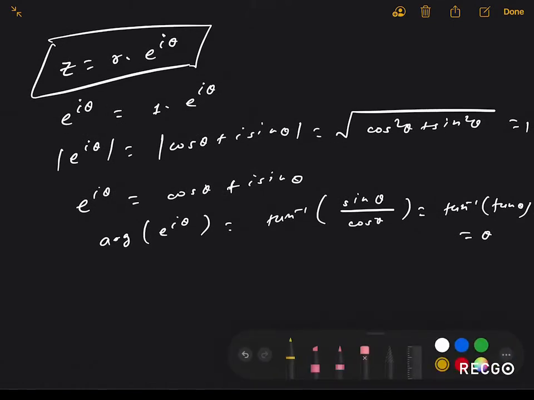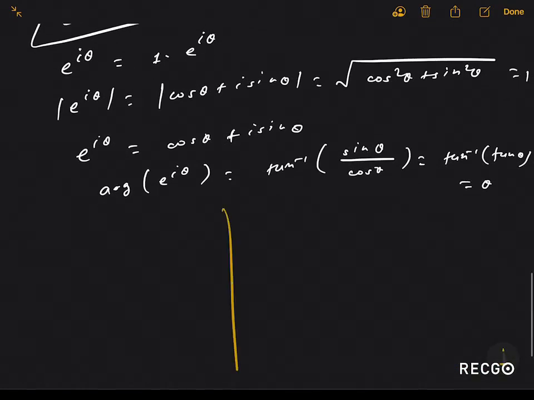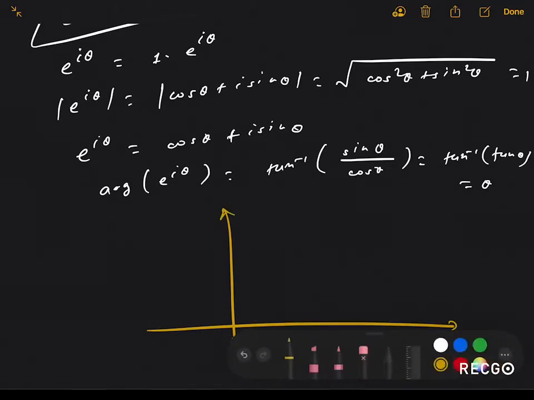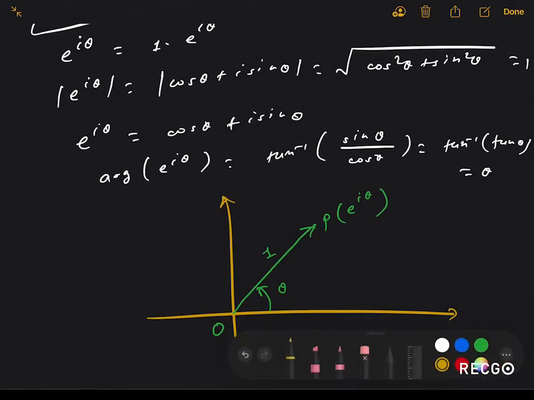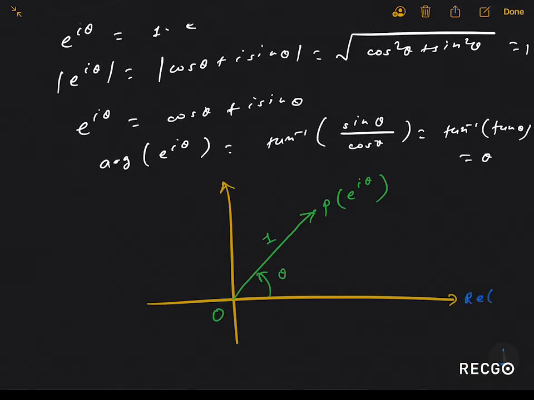So e to the power iota theta is equal to cos theta plus iota sin theta, and its modulus is equal to 1. Argument you can see from here is theta. So this is basically P, let's say, whose affix is e to the power iota theta, and this vector is inclined at angle theta and its modulus is equal to 1. Therefore we can consider the OP vector as a unit vector in the complex plane whose affix is e to the power iota theta. As we know that unit vectors are represented by a cap, you can write that unit vector OP cap is equal to e to the power iota theta.